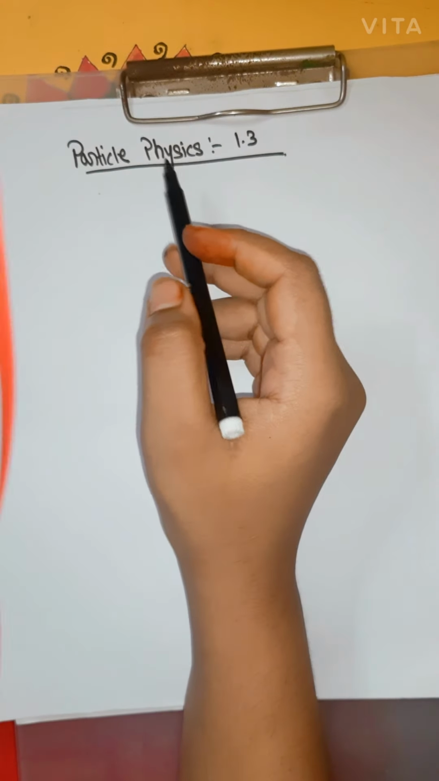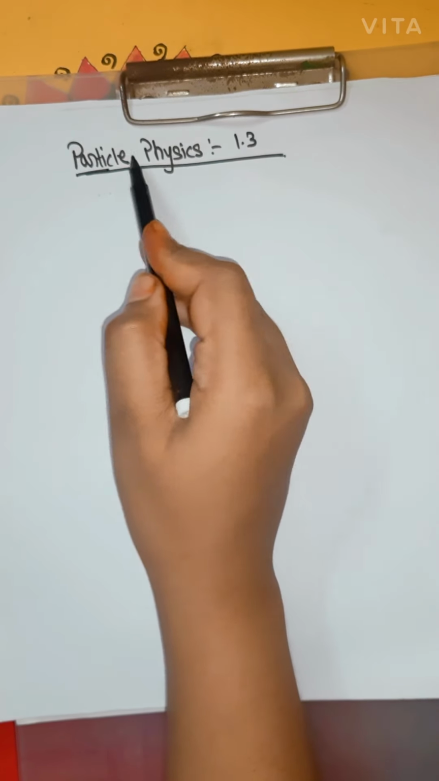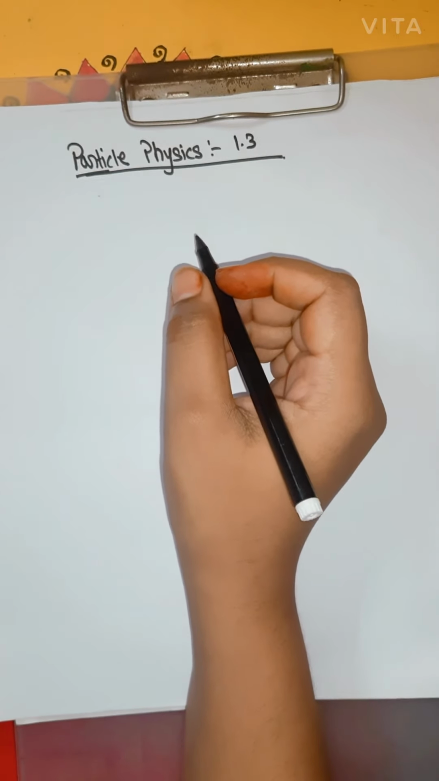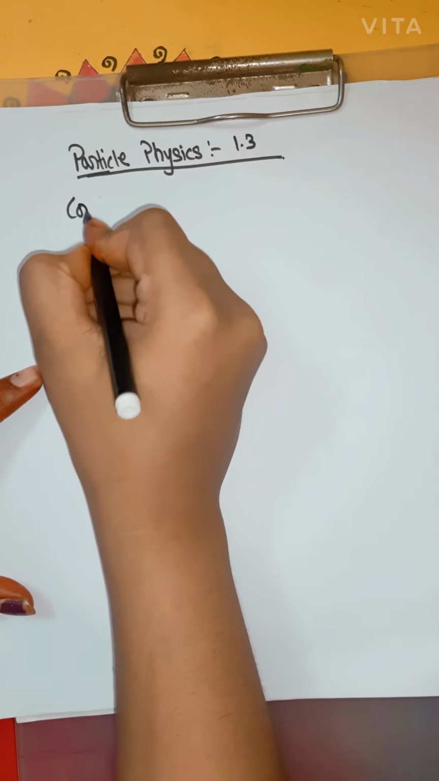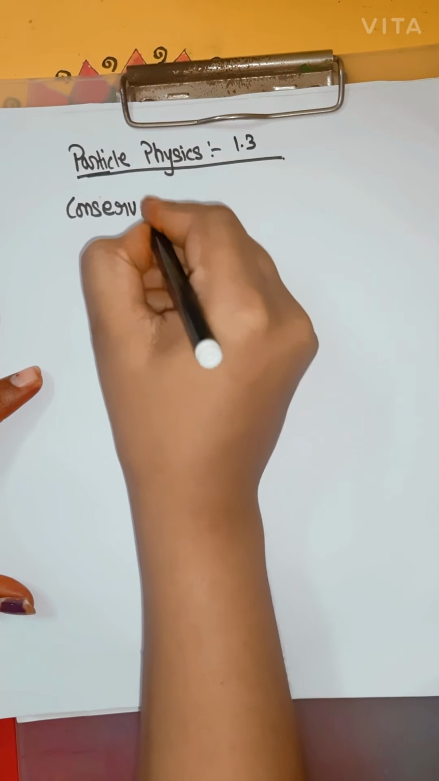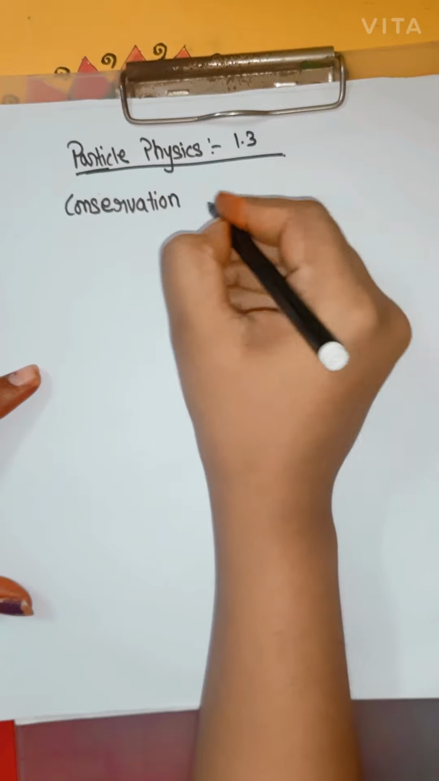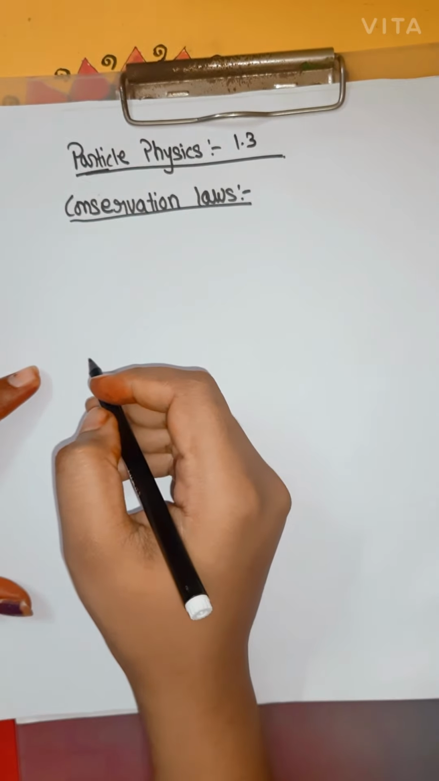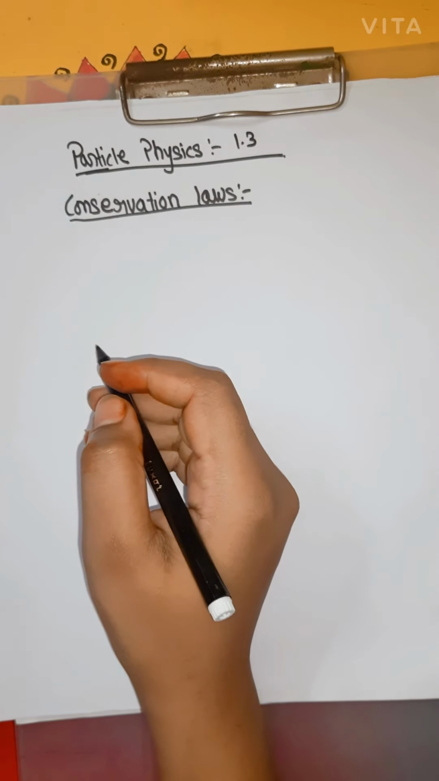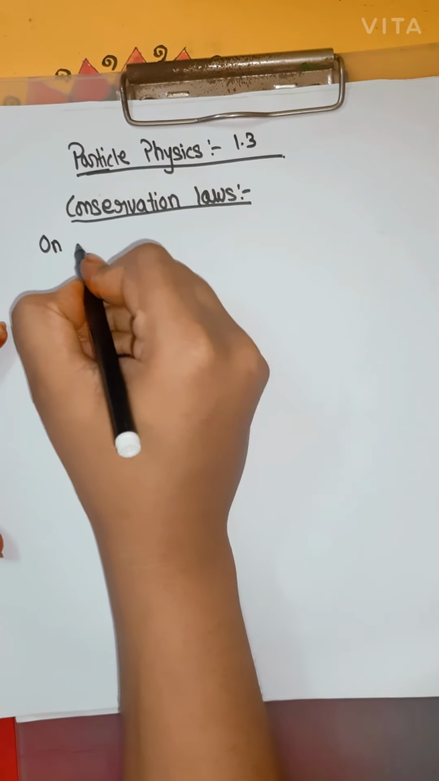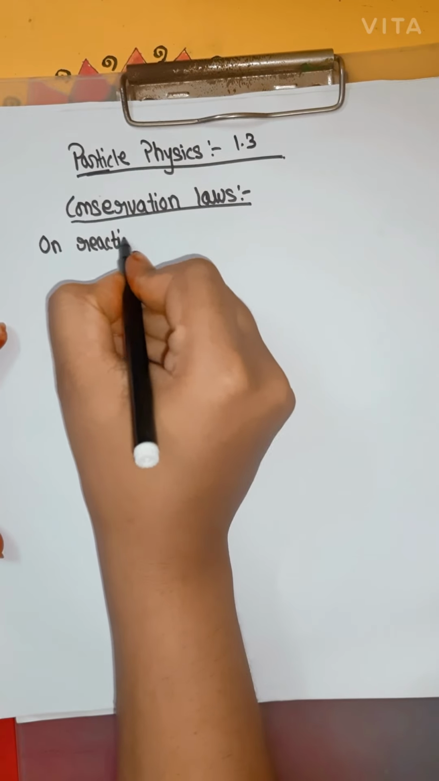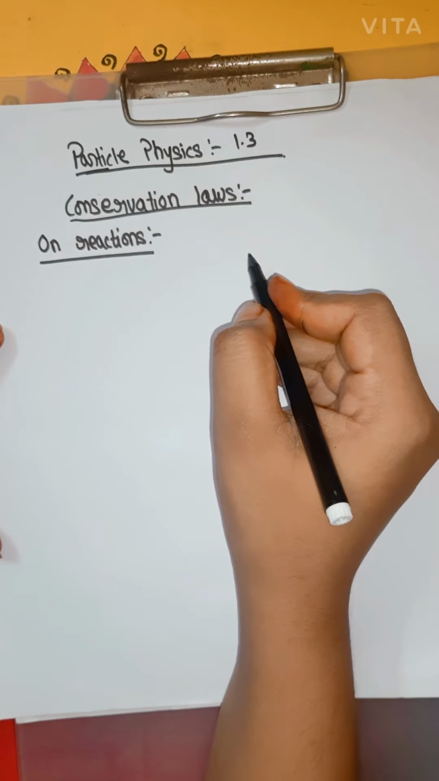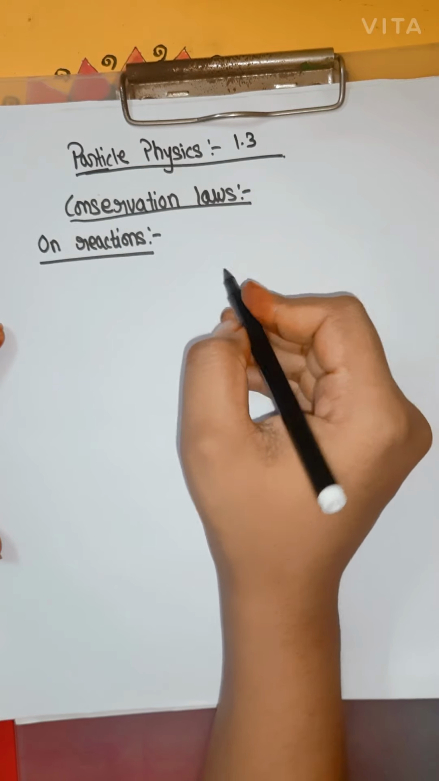So today we will again read about particle physics, and this is our third lesson in particle physics. Today we will read about conservation laws. Here we will read about reactions: if we have a reaction, how do we check whether the reaction is conserved or not.